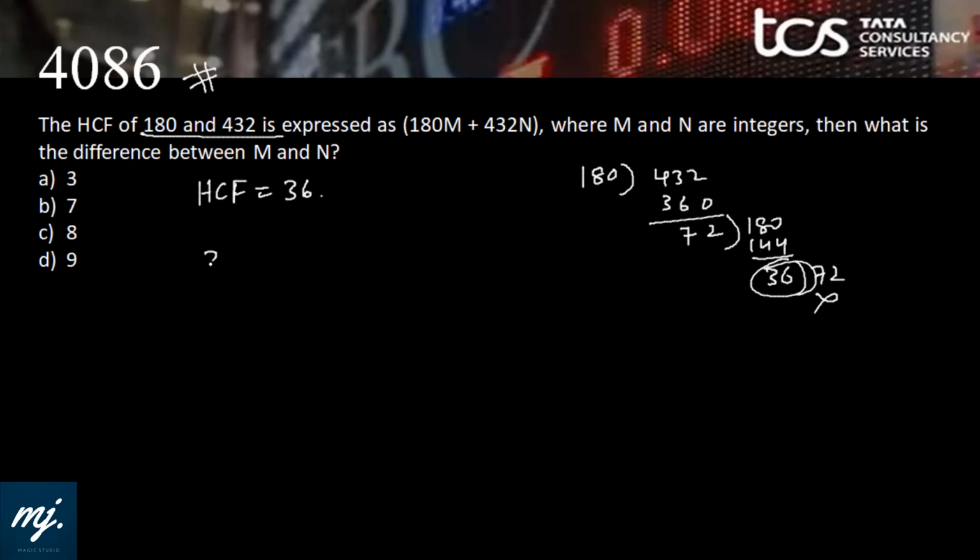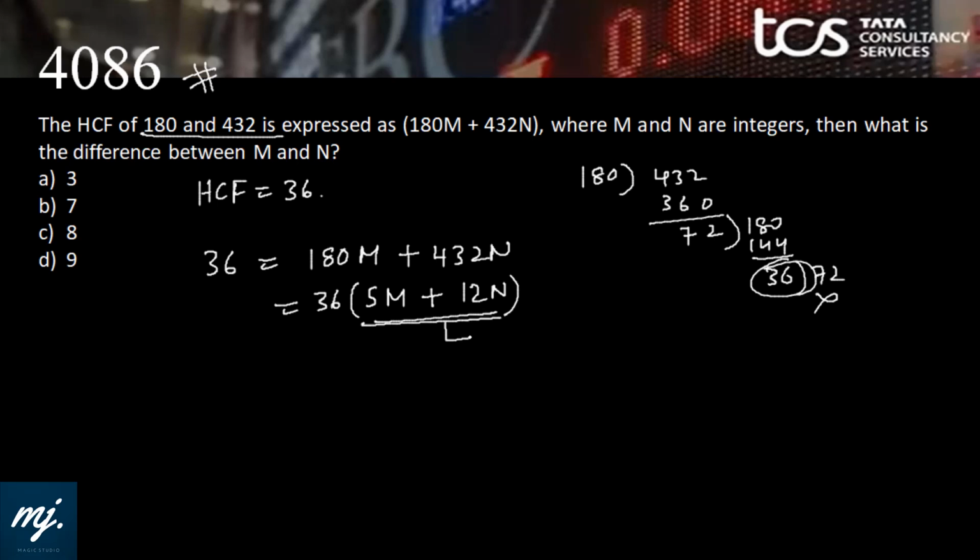Now, they have written 36 as 180m plus 432n. And we know that 36 should be common. This would be 5m plus 12n. 36 equals 36 into 5m plus 12n. It is pretty sure that this value should be equal to 1. Then only these two will be the same. And it is also given that m and n are integers.